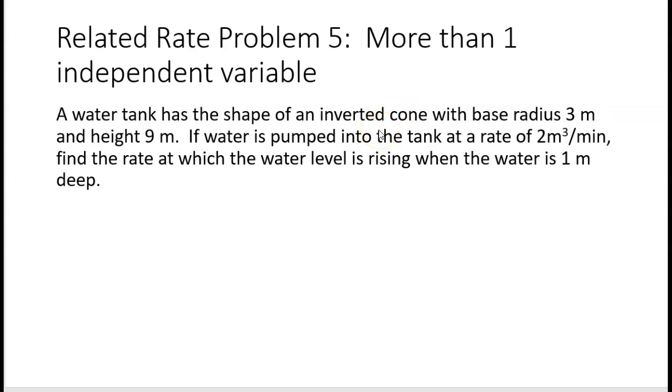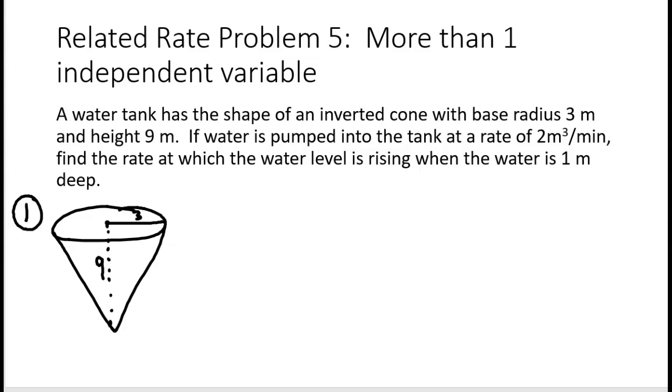A water tank has the shape of an inverted cone with the base radius 3 meters and height of 9 meters. If water is pumped into the tank at a rate of 2 cubic meters per minute, find the rate at which the water level is rising when the water is 1 meter deep. All right, so pause the video here and see if you guys can draw the picture of this scenario. And when you unpause it, you'll be able to see my picture and compare yours to mine.